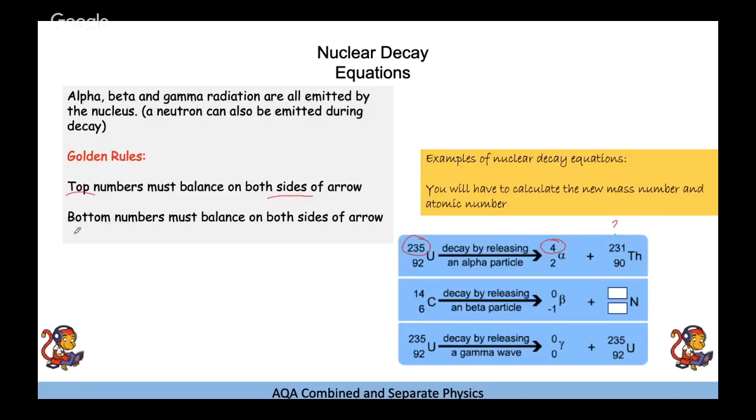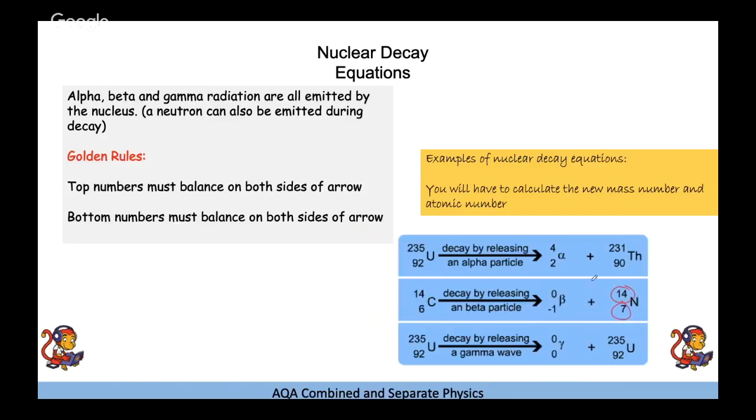Now also the bottom numbers must balance on both sides of the arrow. So this is for beta radiation being given out, and beta radiation shows that I'm going to have 14 on the left, a 0 there, meaning that must be 14 too as well. And over here we've got 6, and this needs to balance with something minus 1. Well, what minus 1 would equal 6? That's going to be 7.